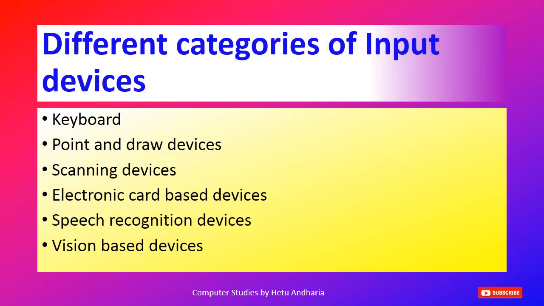So to understand the input devices properly, first we need to categorize them. So here are the different categories of input devices: keyboard, point and draw devices, scanning devices, electronic card based devices, speech recognition devices, and vision based devices. These all devices we are going to study one by one in detail.